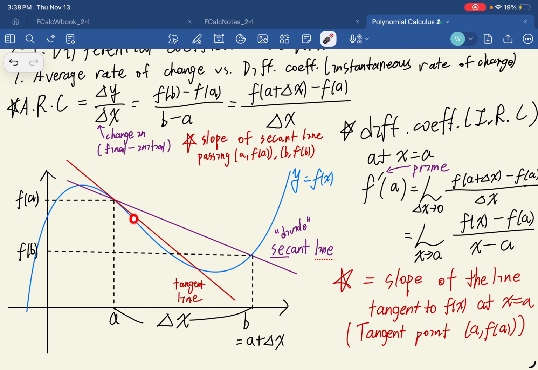But as long as we have 2 points that are getting close to each other but not actually touching each other, then the slope of the secant line will gradually approach the slope of the tangent line, which is labeled in red here. So the logic is the limit of the slope of the secant line as the 2 points get closer to each other is the slope of the tangent line. And that's how we algebraically define and think about tangent lines in calculus.